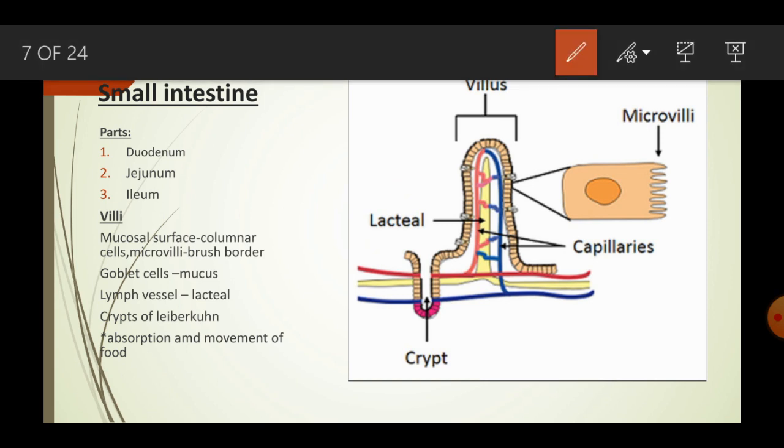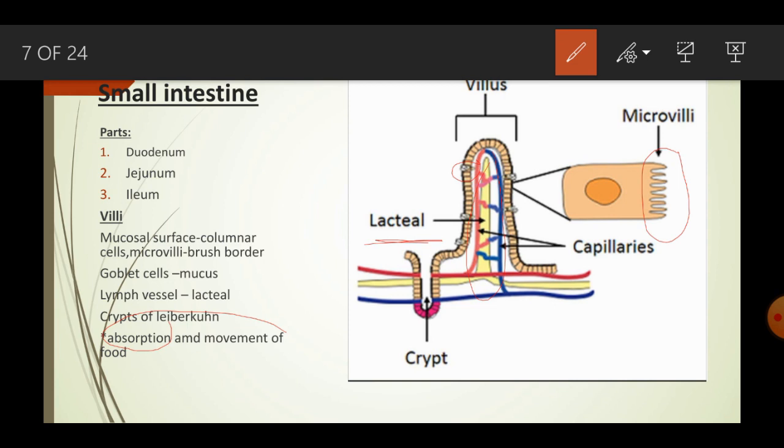Villi are small finger-like projections in the small intestine. The cells lining the villi produce numerous microscopic projections known as microvilli. These modifications increase the surface area enormously and help in the absorption of the food. The villi are supplied with a large network of capillaries and a large lymph vessel which is known as the lacteal. The mucosal epithelium has goblet cells which secrete mucus that helps in the lubrication of the food.